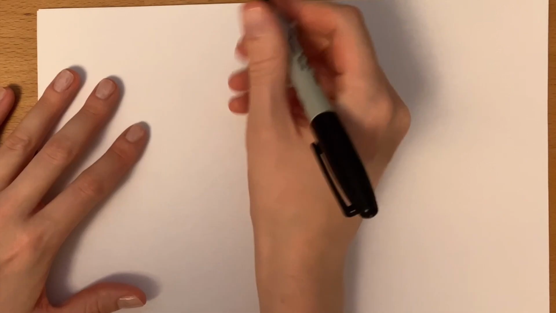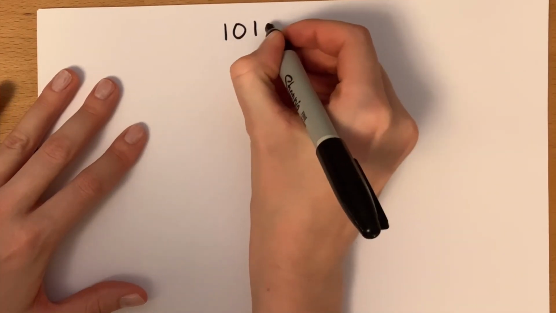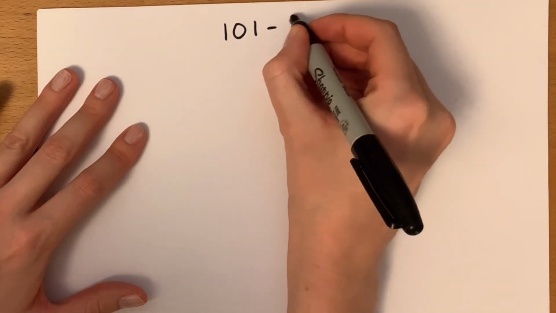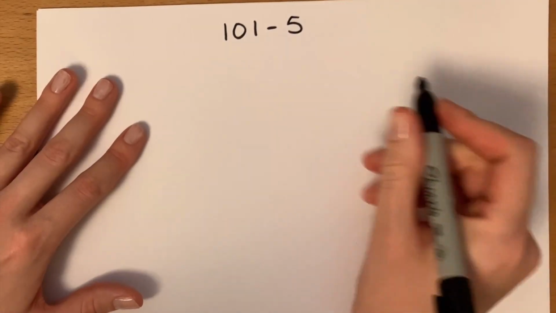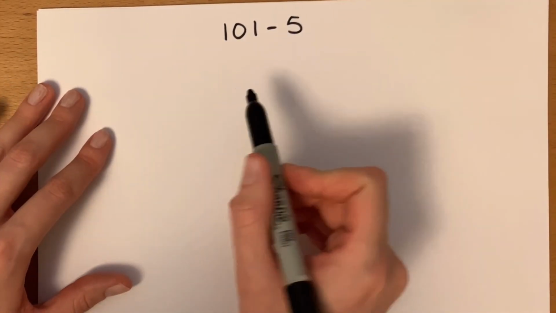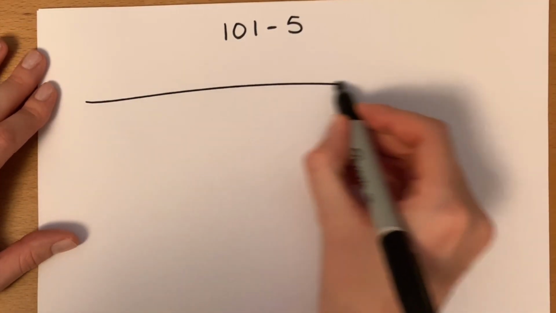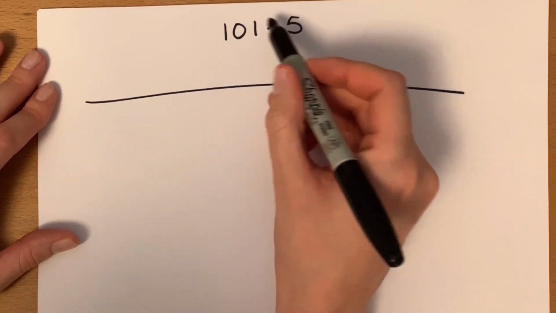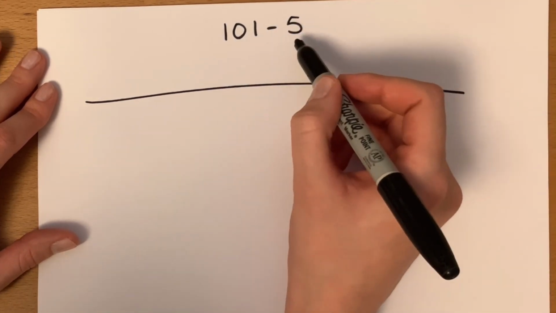For our next equation, I'd like you to solve 101 minus 5. So thinking again about counting between or counting back, I think I want to count back because 5 is not very much compared to 101. It's just a one-digit number.